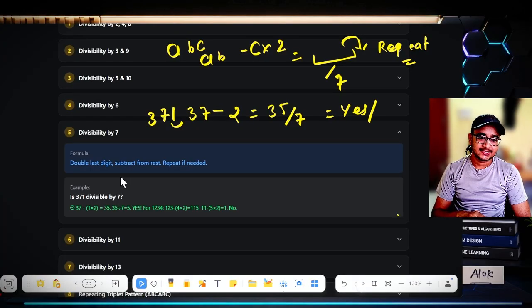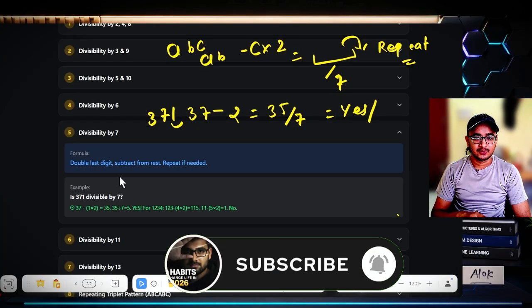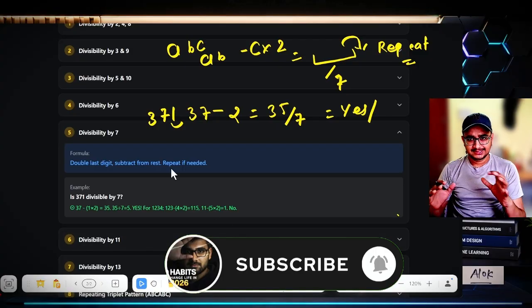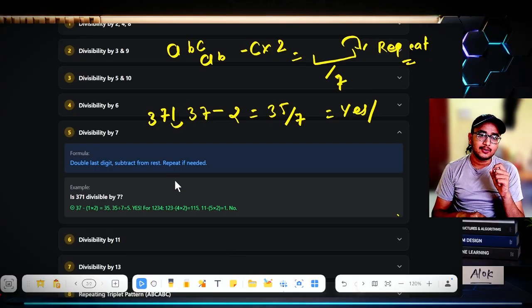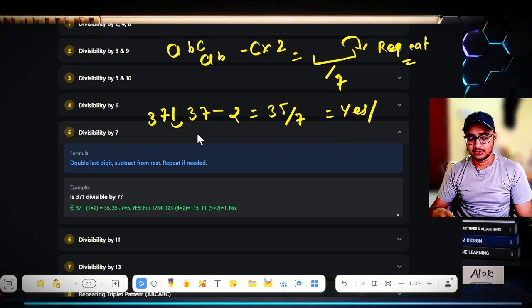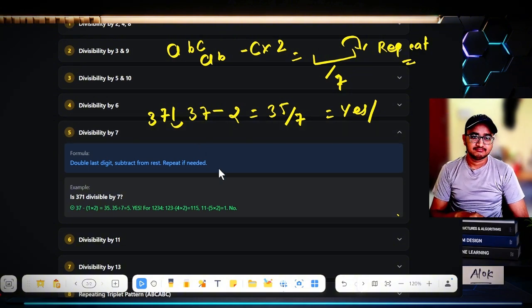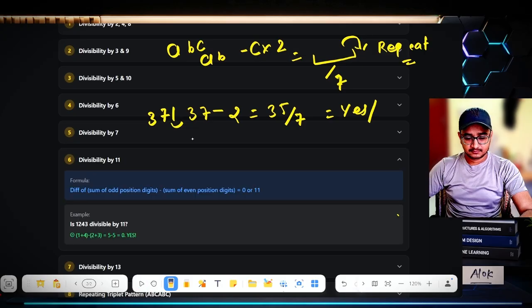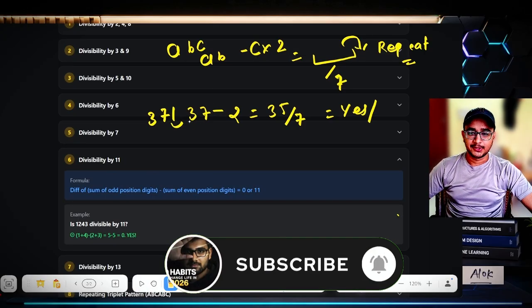Let's move ahead and start understanding the divisibility rule of 11. This is getting somewhat interesting now. I hope you got and understood. I will take a pause because my throat is in bad shape. So let's understand the divisibility rule of 11.